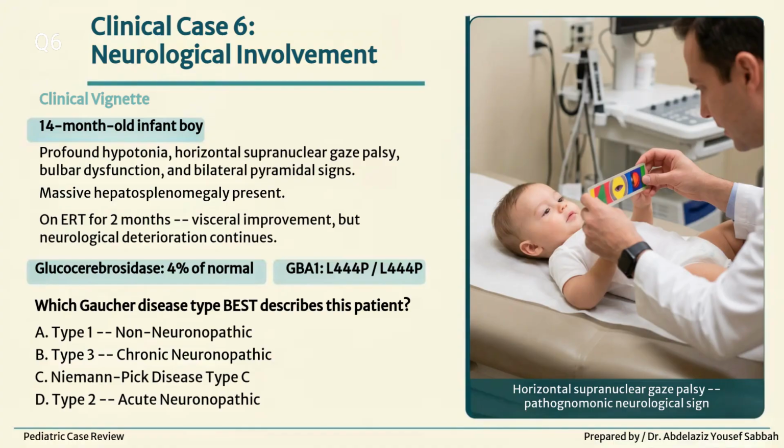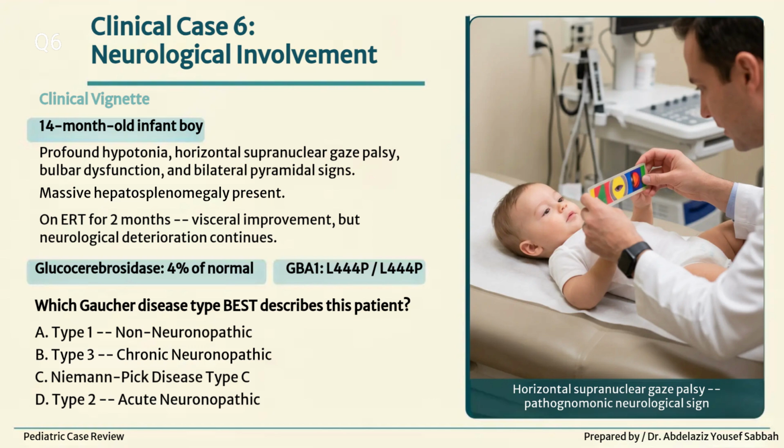Clinical Case 6. A 14-month-old infant boy presents with profound hypotonia, horizontal supranuclear gaze palsy, bulbar dysfunction, and bilateral pyramidal signs. Massive hepatosplenomegaly is present. He has been on enzyme replacement therapy for 2 months, with visceral improvement, but his neurological deterioration continues. His glucocerebrosidase activity is 4% of normal, and his GBA1 genotype is L444P on both alleles. Which Gaucher disease type best describes this patient?